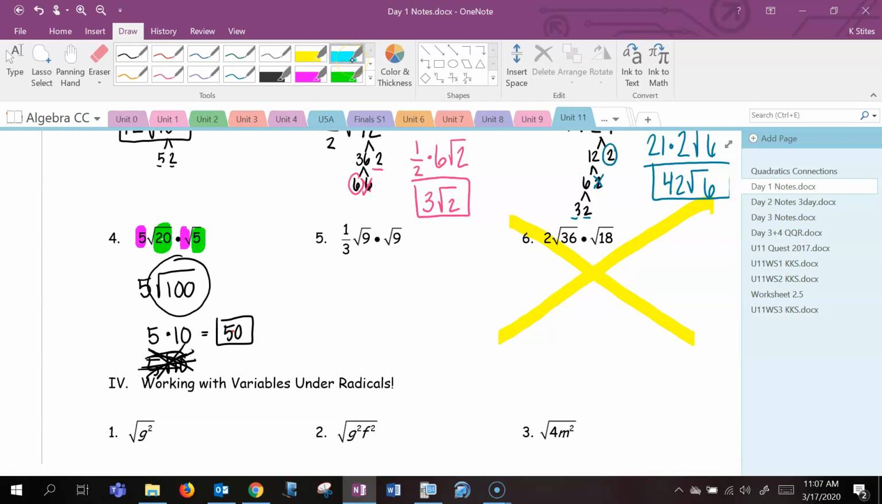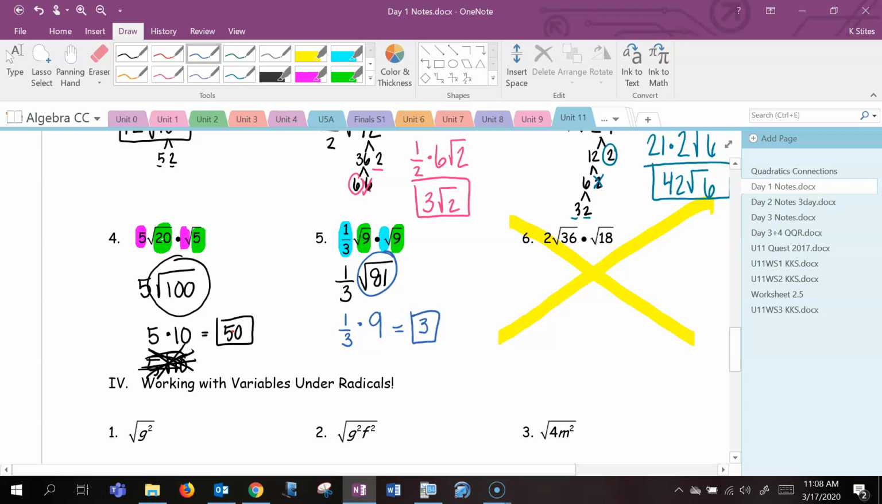All right, last one like this. Then we'll talk about our second skill, working with variables under radicals. Outside times the outside. 1/3 times 1 is 1/3. Inside times the inside. Root 9 times root 9 is root 81. But what do you notice again? Know your perfect squares. Root 81 is just 9. Okay, bring down your 1/3. 1/3 times 9. 1 times 9, 9. Divide by 3, 3.